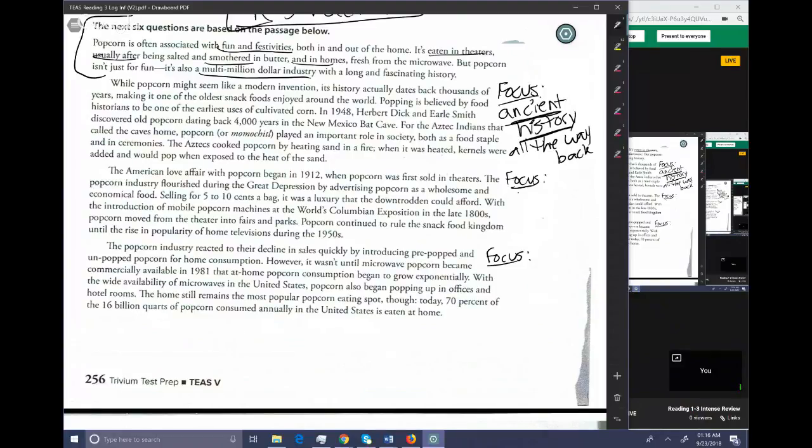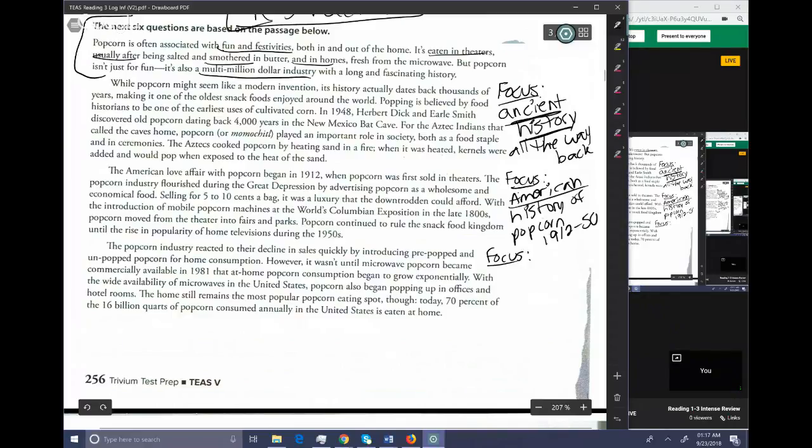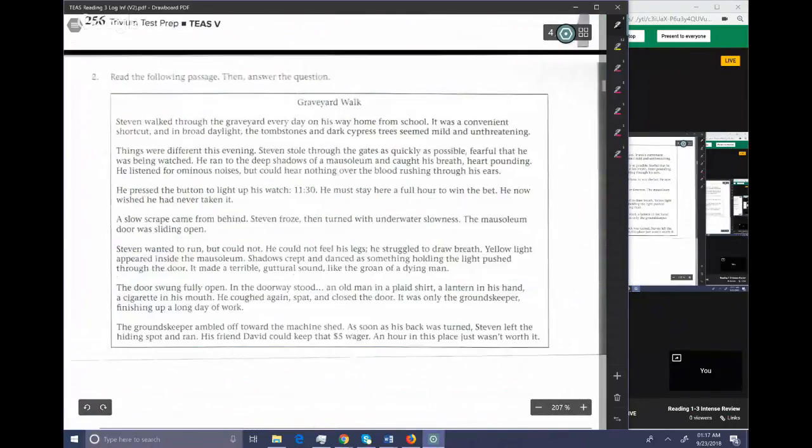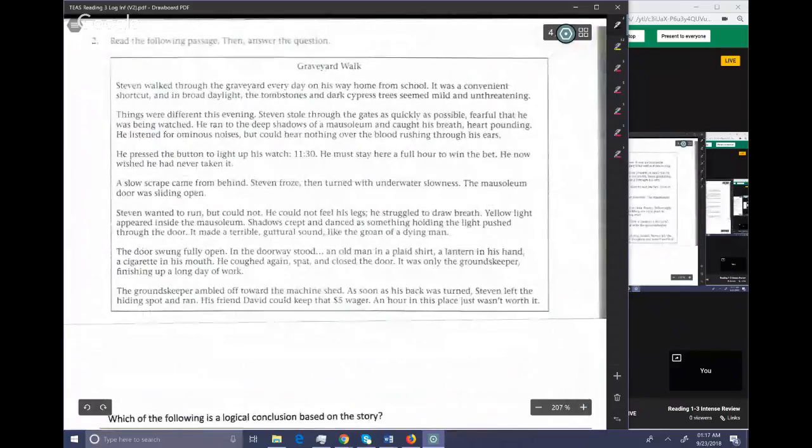The third paragraph really goes into America specifically. It starts right out with the American love affair with popcorn. So it's kind of American history of popcorn. It starts out when popcorn was first sold in theaters, and it takes us through a timeline, essentially from 1912 to the 1950s. And again, I feel like we're mostly in sequential order. I don't know why it just did that. Sorry.